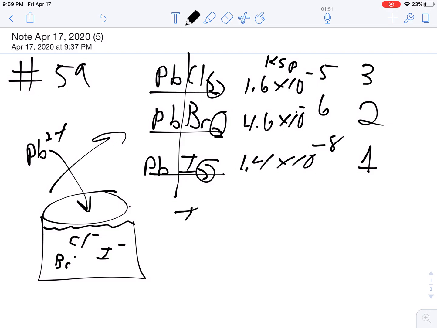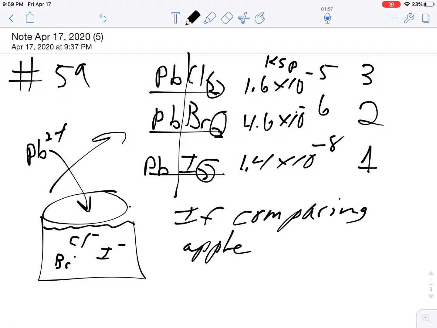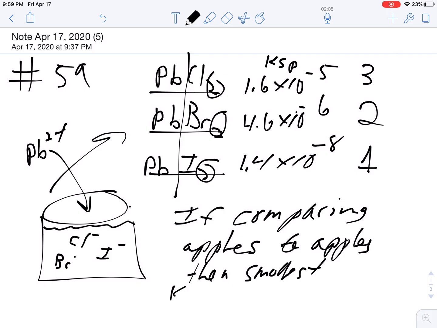So if comparing apples to apples, then the smallest KSP precipitates first. But unfortunately for us, in number 59, we are not comparing apples to apples. We are comparing apples to oranges.